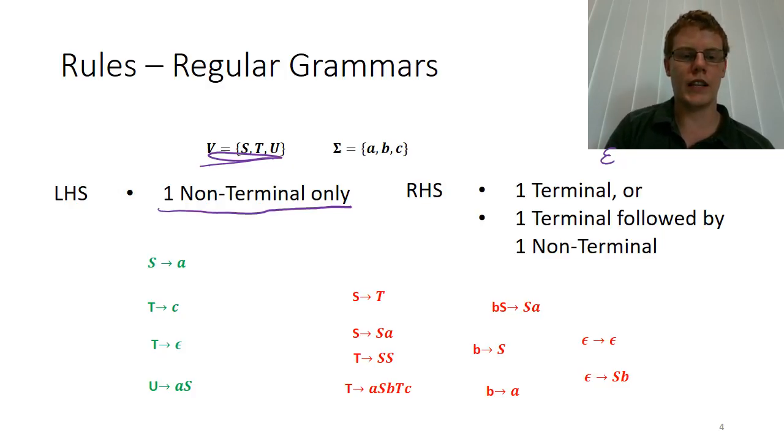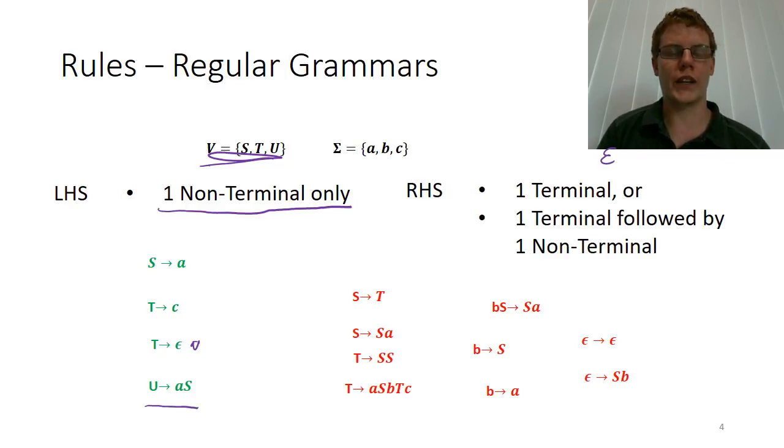So here we have on the left in green a set of rules that are considered valid rules for a regular grammar. The first two are simple because they've got one non-terminal on the left and one terminal on the right. The third one has one non-terminal on the left and epsilon on the right, so it's expanding that into nothing. And the final one is the most complex rule that we can have in a regular grammar, which is one non-terminal expanding into a terminal, A, followed by a non-terminal, in this case S.